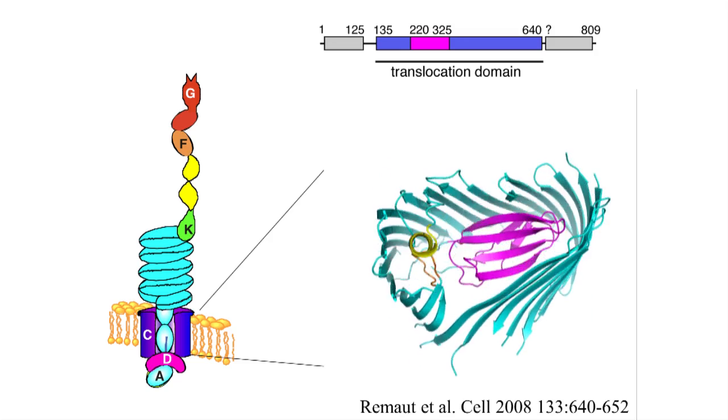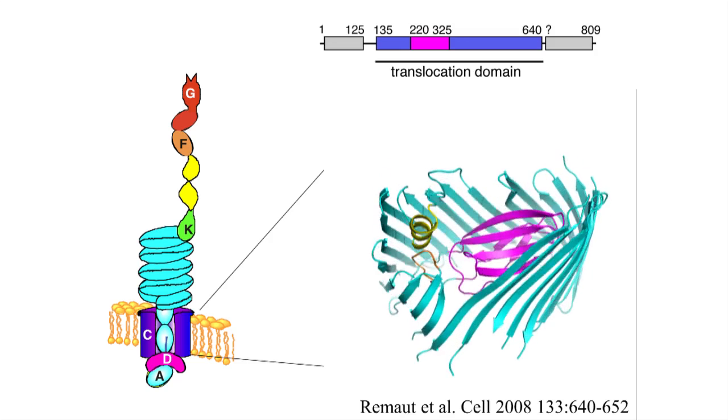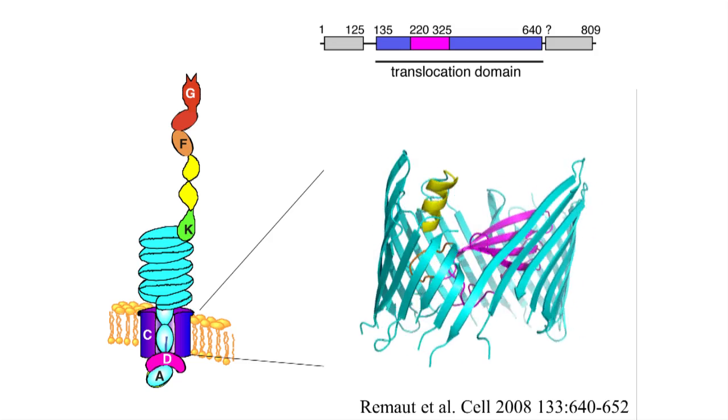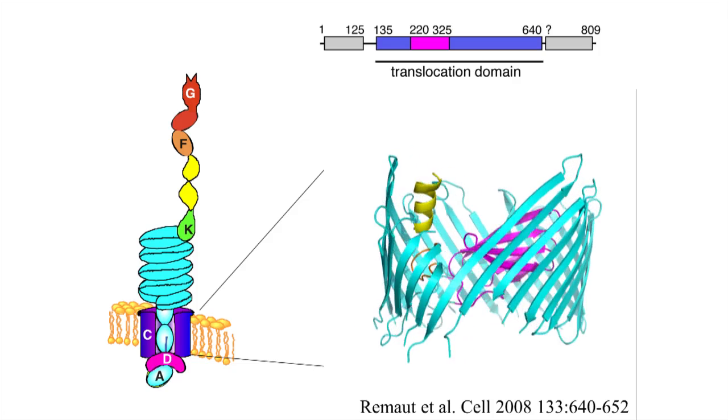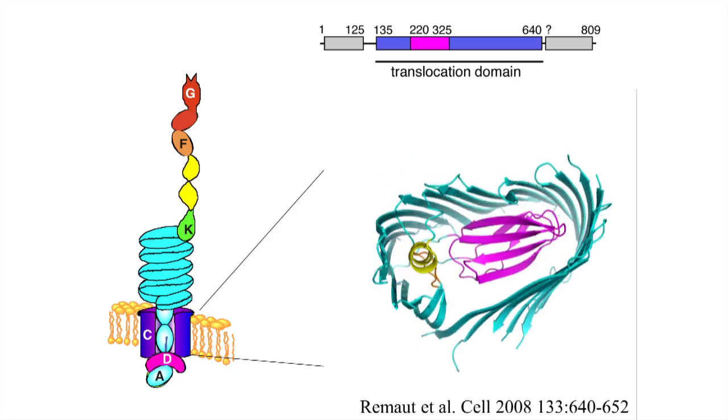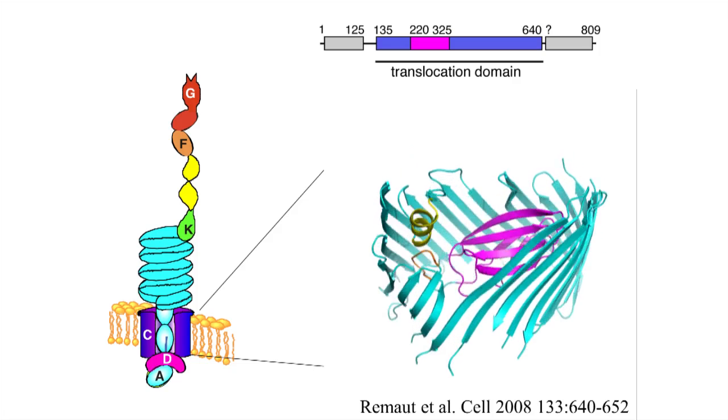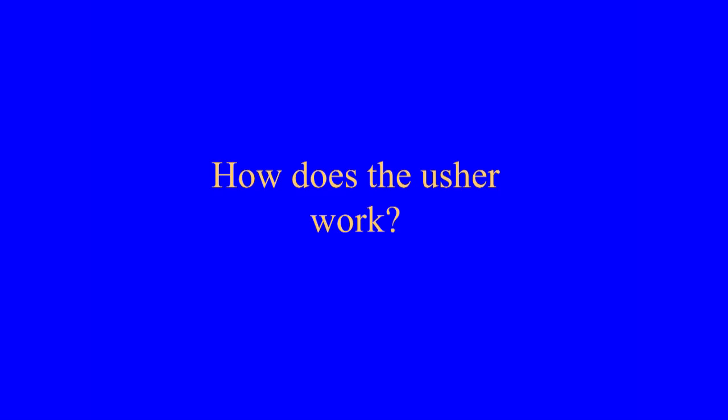So a part of the sequence that you're seeing here between residue 220 and 325 is folded into a plug. And obviously the bacterium would want to have a plug there because you don't want everything that is outside to just stream into the bacterium. You need a plug. But obviously this obstructs the passage of the pilus, so at some point this plug needs to go. Anyway, that doesn't tell you really how the usher works.